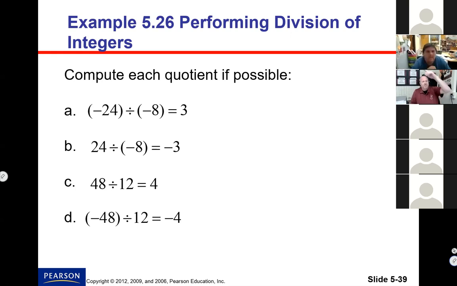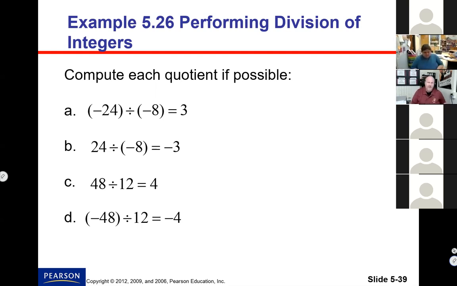Okay. Positive divided by a negative, signs are different. You're going to end up with a negative, right? Negative 3. Positive divided by a positive, the signs are the same. You're going to end up with a positive. And the last one there, negative divided by a positive, signs are different. You should end up with a negative. Okay. The rules for division are exactly the same as they are for multiplication.